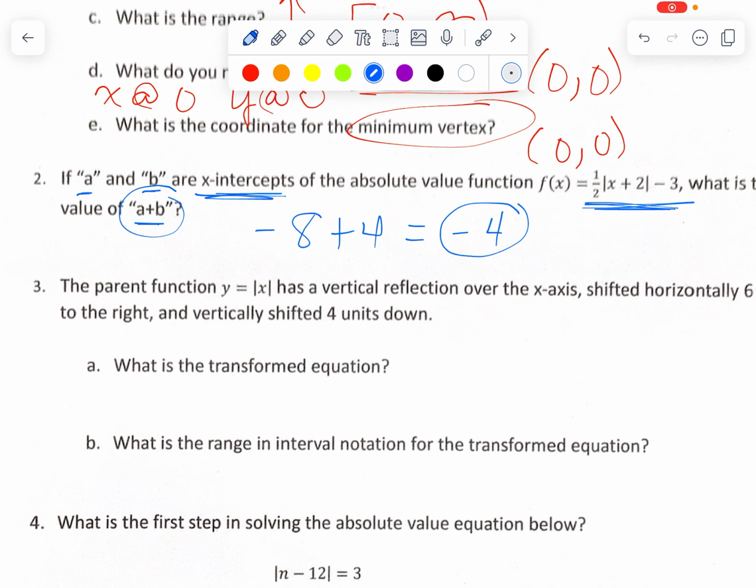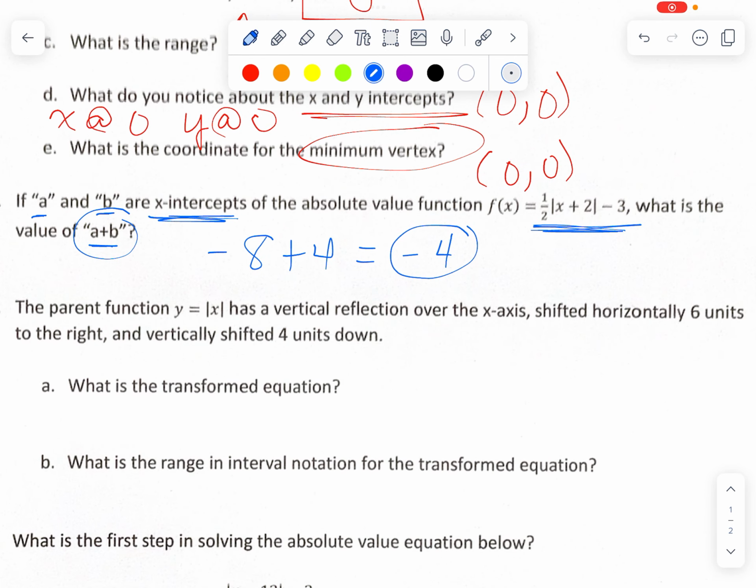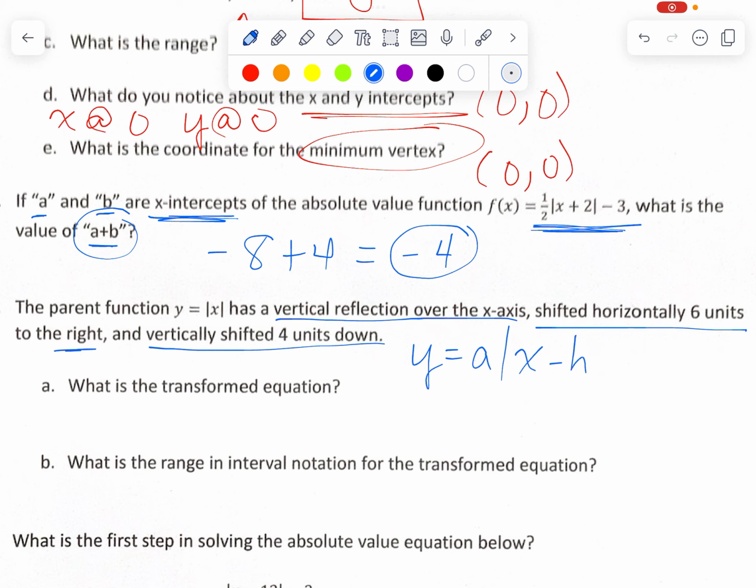All right, let's look at the next problem here. 3. The parent function, which is the absolute value of x, has a vertical reflection, shifted horizontally 6 units to the right and shifted 4 units down. We are going to use this transformed equation here with A, H, and K.